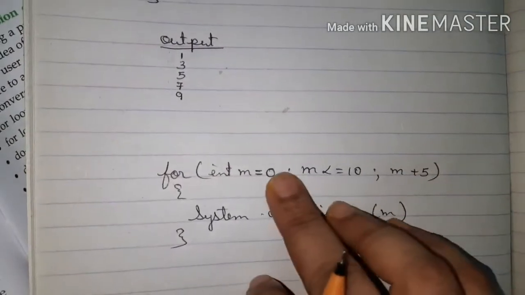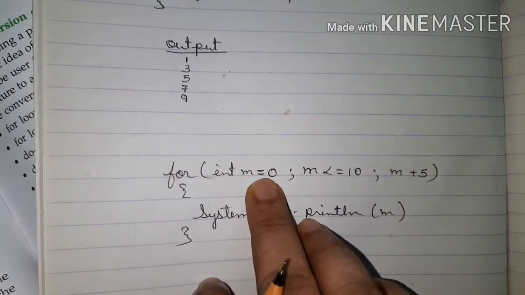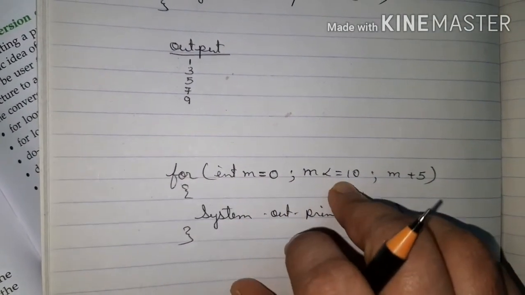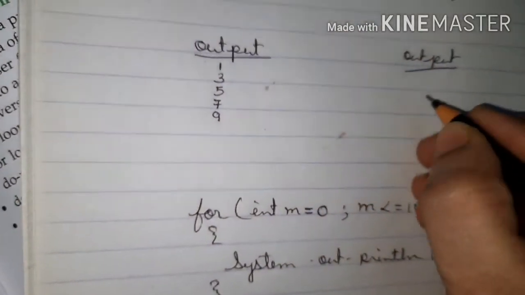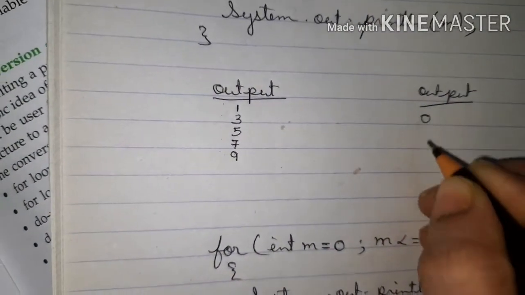So here the same thing, not only 2, we can also increase by 5. Like here, int m is equal to 0. So 0 is less than 10. The condition is true. So let's take the output here. Let's write the output. So here it will display 0.